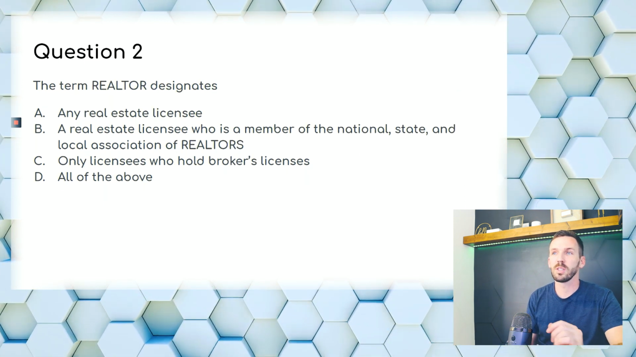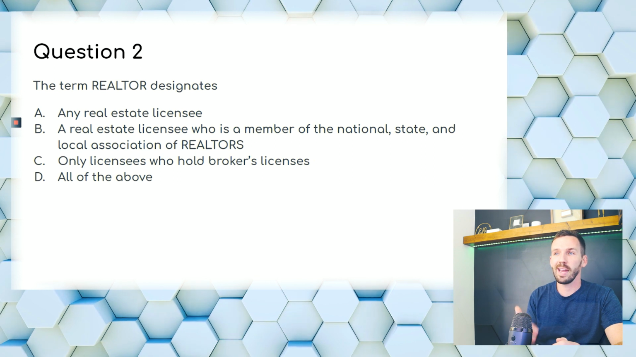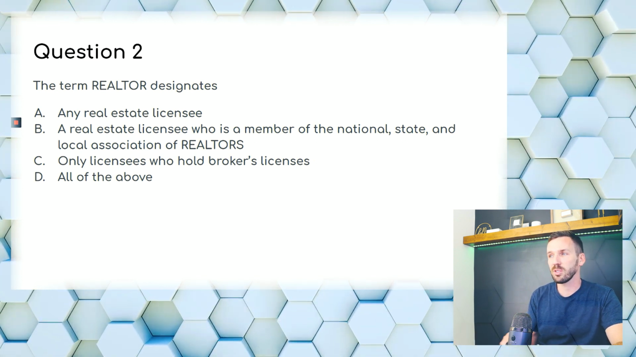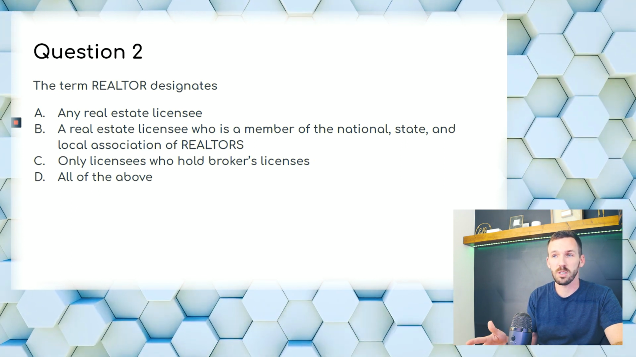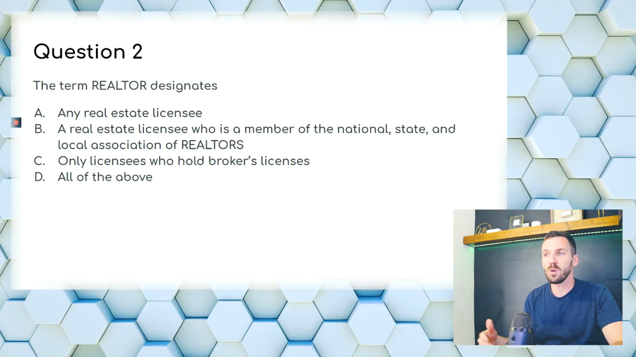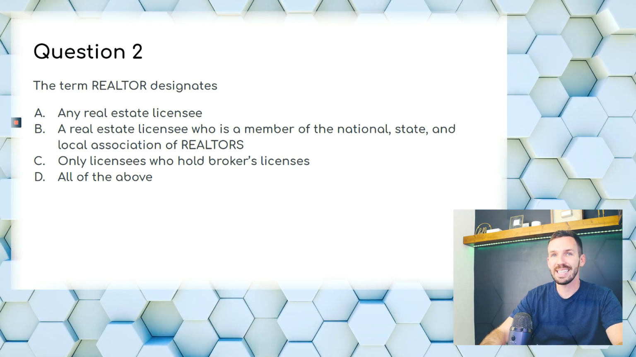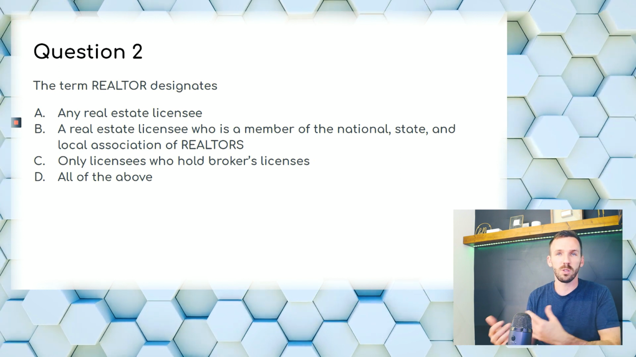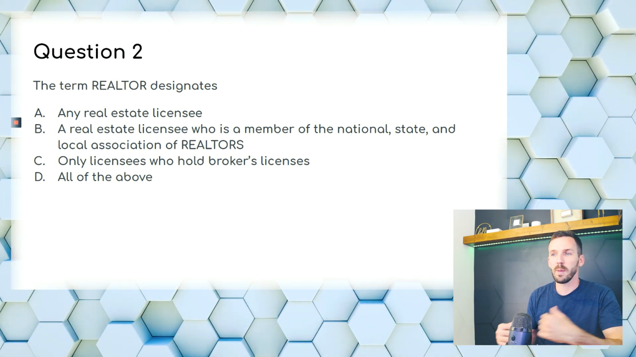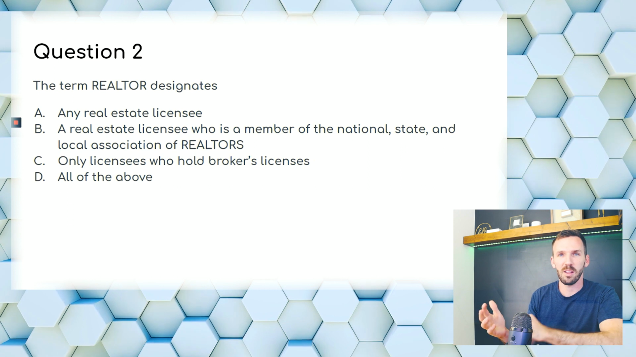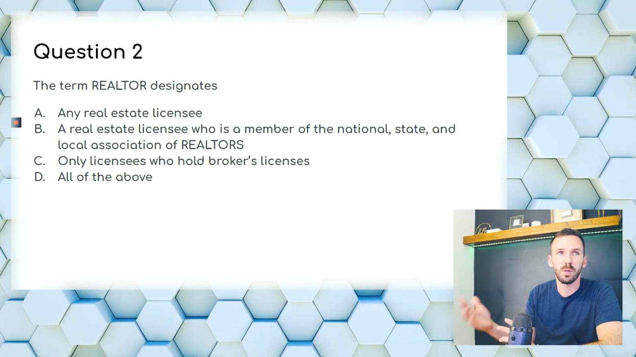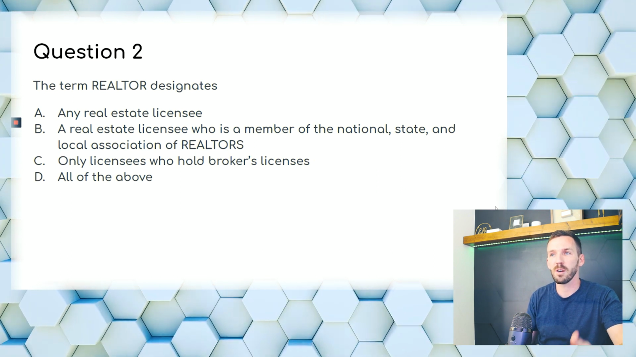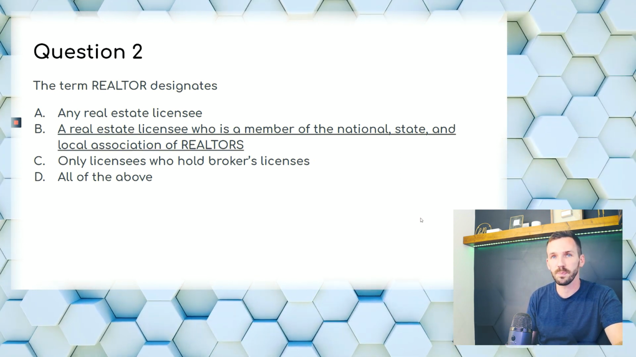All right, so question 2. The term realtor designates A. Any real estate licensee, B. A real estate licensee who is a member of the National, State, and Local Association of Realtors, C. Only licensees who hold broker's licenses, or D. All of the above. So the key here is knowing that a realtor must be a part of the local association of realtors. Here we're called brokers, but in most states they'll kind of look at you funny because they're called realtors as a generic term. But the answer here is B. Must be part of the local association of realtors.